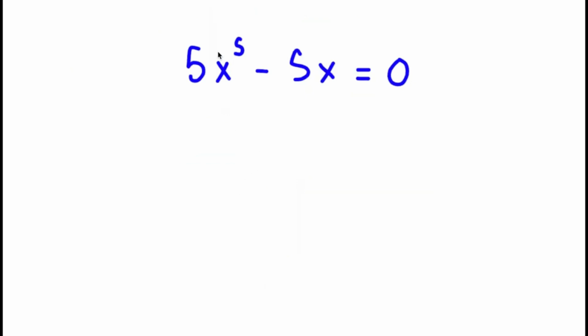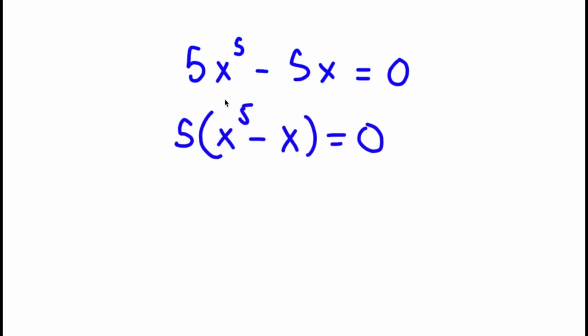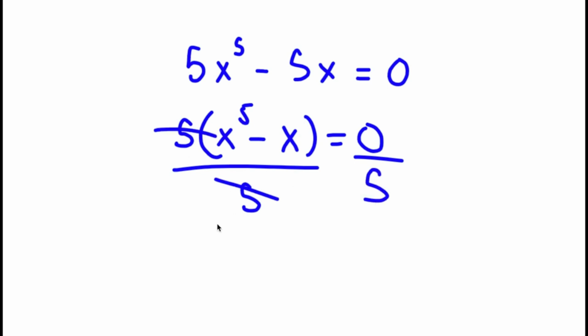Alright, so in this problem, I have 5x to the power of 5 minus 5x is equal to 0. To solve this problem, I'm going to first start by factoring out 5 from 5x to the power of 5 minus 5x. So now I have 5 times x to the power of 5 minus x is equal to 0. Now, I can go ahead and divide both sides by 5. So then these two cancel out. And now I'll be left with x to the power of 5 minus x is equal to 0 divided by 5, which is 0.